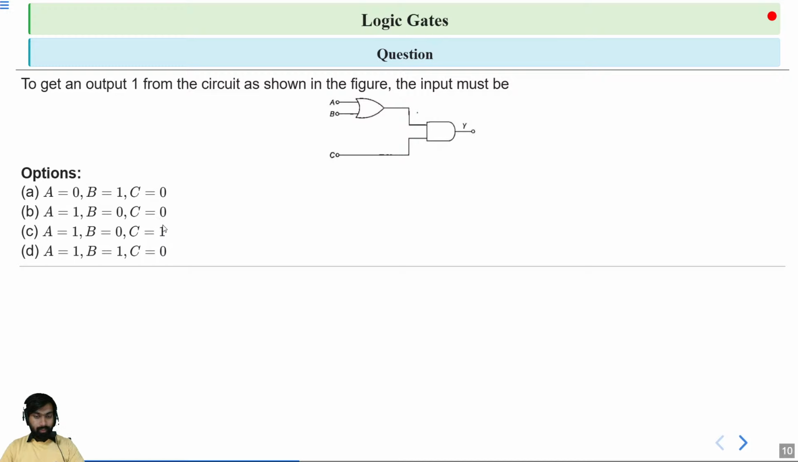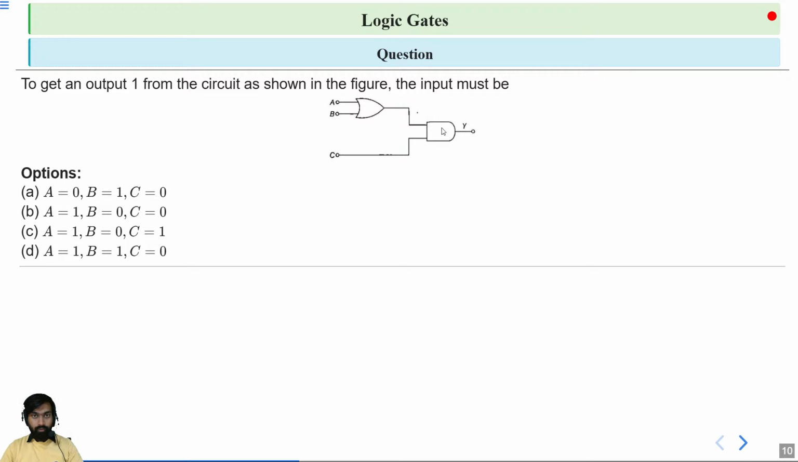Please use a smart work here, okay, to find out the output. So when we solve this question by a smart work, look at here. This is AND gate. Okay, this is AND gate.